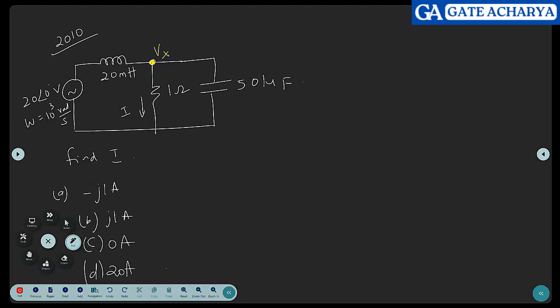I'm going to write KCL. First point, there are 3 branches. So it will be (Vx minus 20 angle 0) divided by XL plus Vx divided by 1 plus Vx divided by Xc. See if everybody gets this first. This you should be able to do. Find out XL, find out Xc. You would have got Vx.